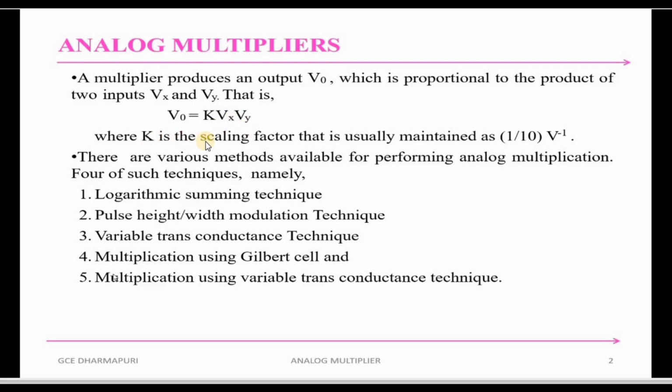Where K is nothing but the scaling factor, usually measured in terms of 1 by 10 volt power minus 1. There are various methods available for performing analog multiplication. Four such methods are the logarithmic summing technique, the pulse height or width modulation technique, variable transconductance techniques, and multiplication using the Hilbert cell.